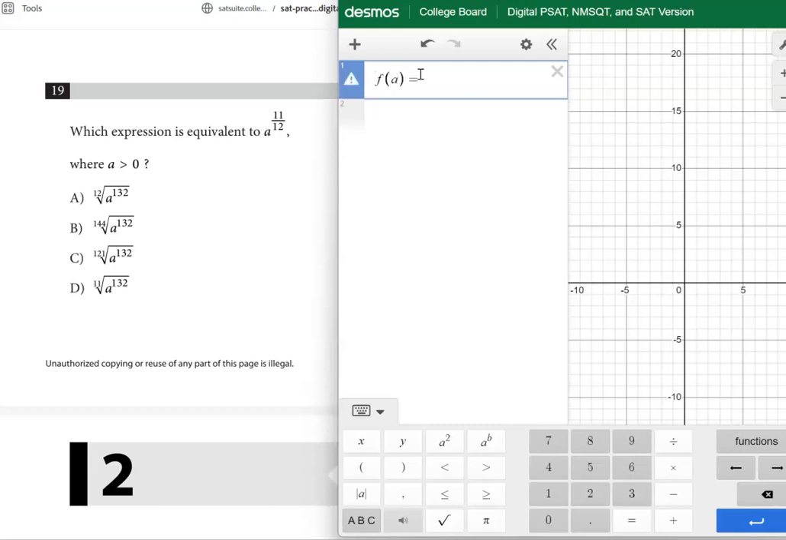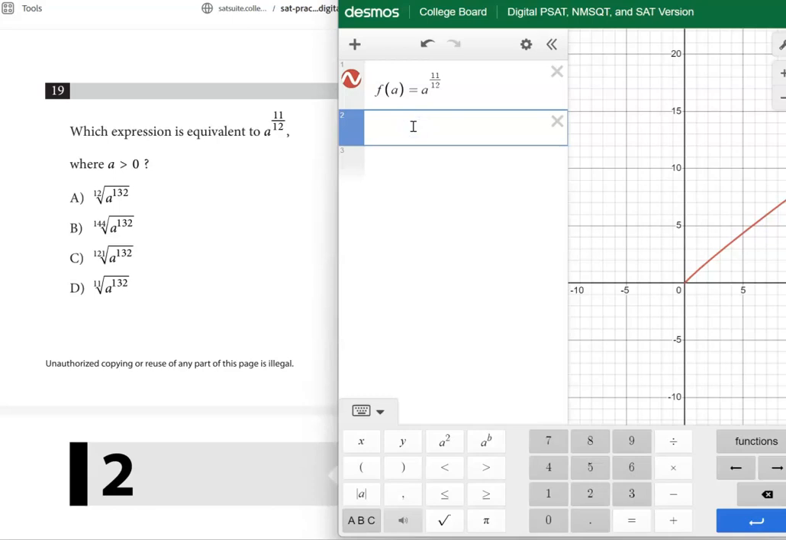You have the option of just converting it to an X, but I kind of like to leave it the way it's written, so I'm going to do f of A, and then I'll type A raised to the 11/12 power. Shift 6 and then 11 divided by 12 gives you that fraction. Now I need the answer choices, so I'm going to type g of a, some other function name, equals, and then I'm going to type the answer choice.